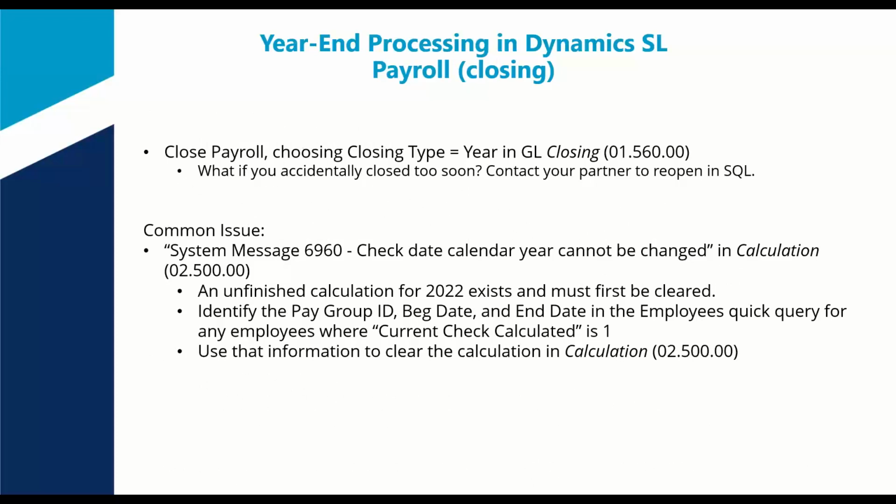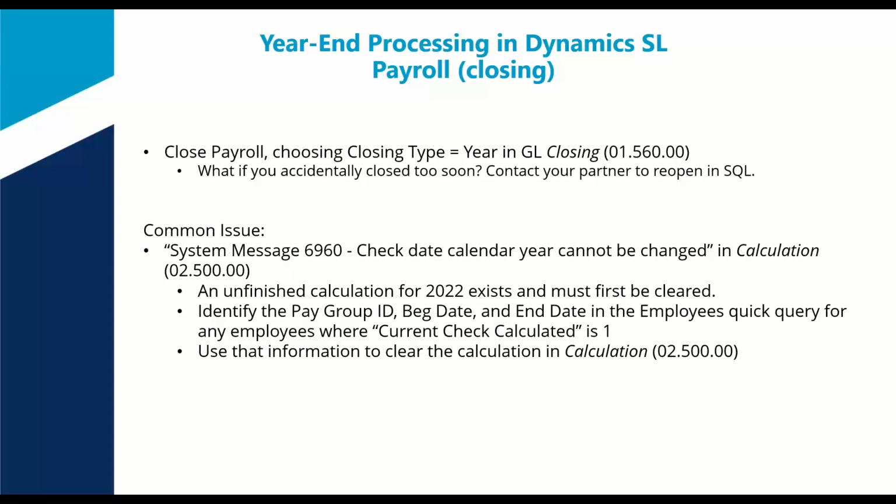Once your W-2s are done, then go ahead and close Payroll. Instead of choosing period for the closing type, you'll choose year. And if you accidentally close too soon, then it can be reopened through SQL updates. And if you don't have someone on staff that's practiced with that, then reach out to your partner to reopen it.